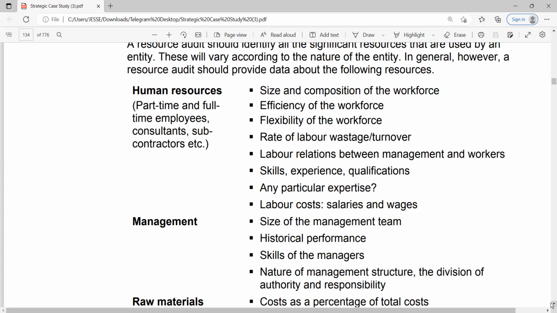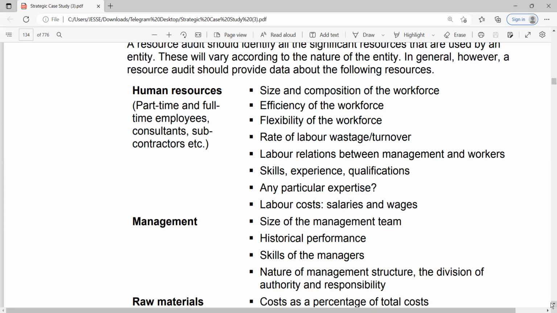Then another thing you can look out for when you're talking about resource audits in relation to human resources are the skills, experiences, and qualifications, the salaries and wages, labor relations between management and workers. All these things are things you'd potentially assess when you're looking at human resources. Very, very crucial. So let's move on to the next point, which is management.